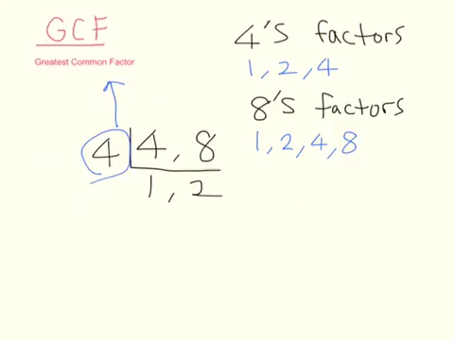GCF stands for greatest common factor. It means the greatest common factor of 2 different numbers. For this example, I chose 4 and 8. Now let's see. 4's factors are 1, 2, and 4. 8's factors are 1, 2, 4, and 8. But since GCF stands for greatest common factor, the greatest common factor is 4 in this case.